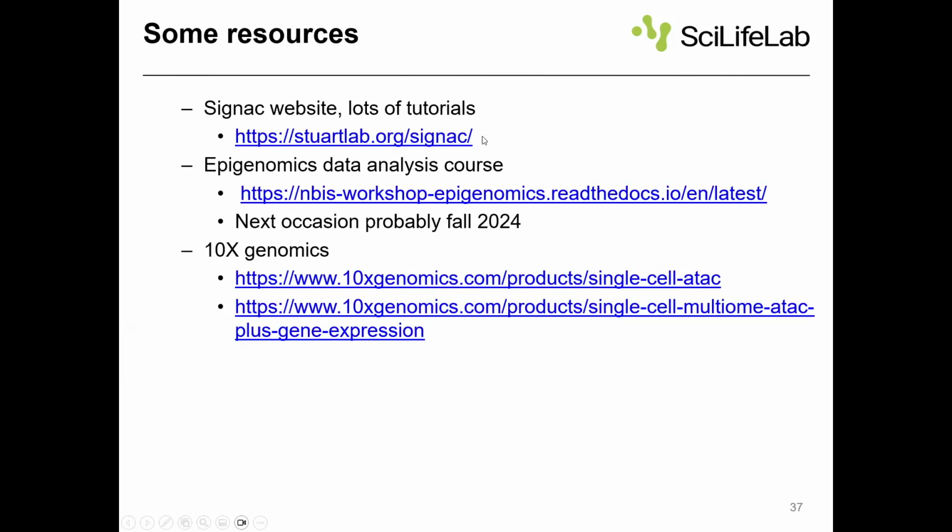Here are some resources. This is Jakub's website, the R package that helps you work with the ATAC-seq data and CUT&Tag.